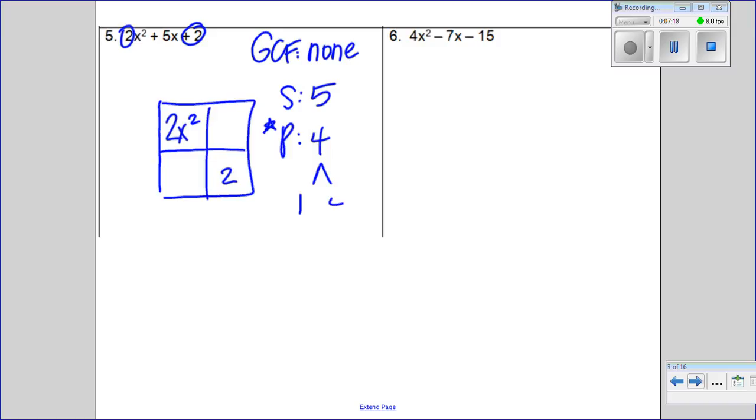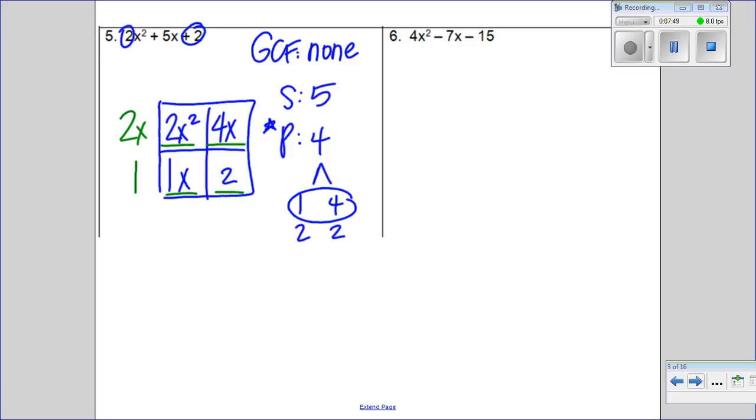So 1 times 4, 2 times 2, and that's about it. So my 1 times 4 will work because that will add to give me 5. So I'm going to put a 1x and a 4x. Now I'm going to factor out. So my greatest common factor between my 2x squared and my 4x is going to be a 2x. My greatest common factor between 1x and 2 is just going to be a 1.